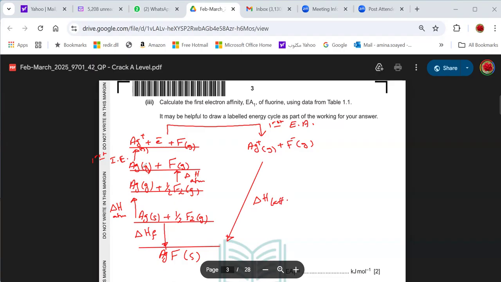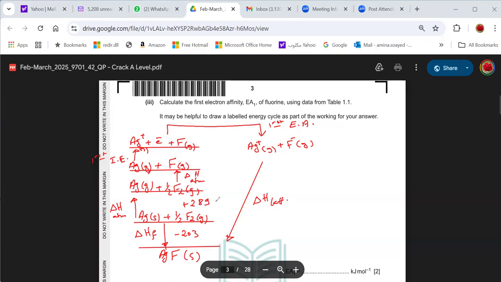So we are going to see the values in the table. They said that the enthalpy change of formation of silver 1 fluoride is minus 203. We have the enthalpy change of atomization of silver is positive 289 kilojoules per mole.